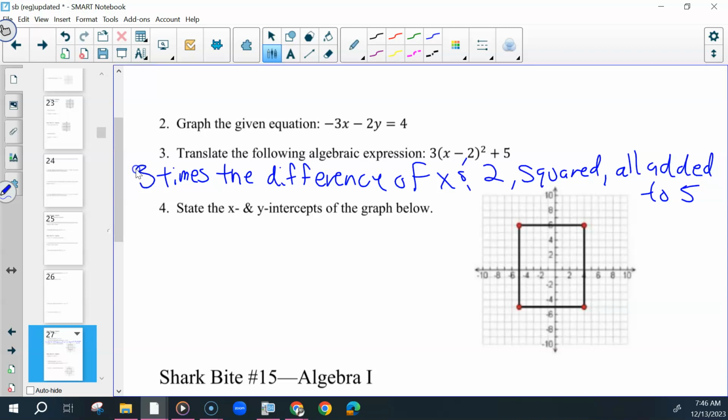Oh, so can you see 3 times the difference of x minus 2 all squared? You wouldn't say the difference and minus. You already covered that. Okay, so difference of x and 2 all squared plus 5. You would have to say all plus 5 or something at the end, or somewhere with the sum or something like that. Anyone else want to share theirs?